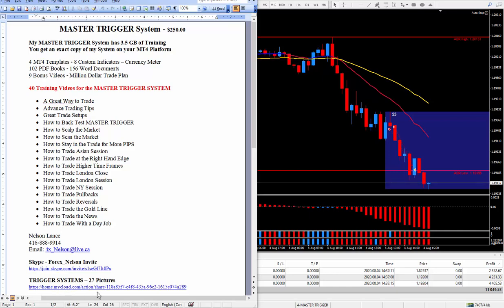Now, over many years, I've been building trigger systems. Remember, it's not the system. The system's only worth 10%. You have to get the psychological part in order. That is the number one killer. You've got to get trade management. That's 20%. Money management is 20%. Psychological is 50%. And the system's only 10%.